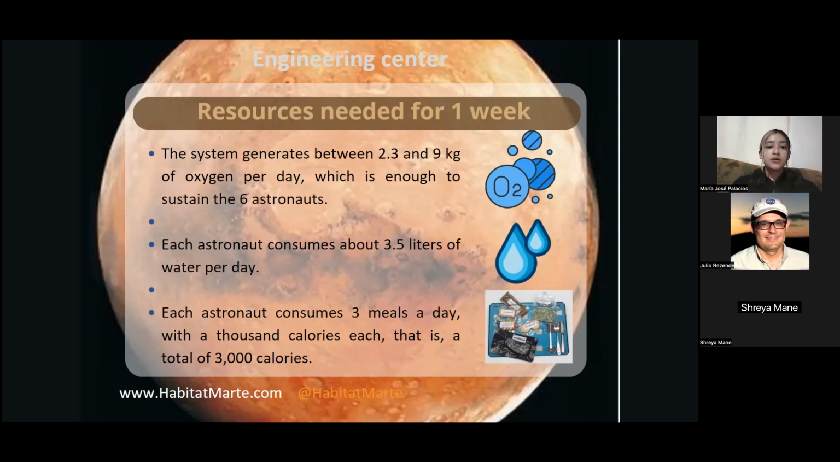Another very important resource is water, and each astronaut consumes about 3.5 liters of water per day. And lastly, we have the food. Each astronaut consumes 3 meals a day, with 1,000 calories each. That is, a total of 3,000 calories. If we want to consume this for 1 week, we have to multiply it by 7.